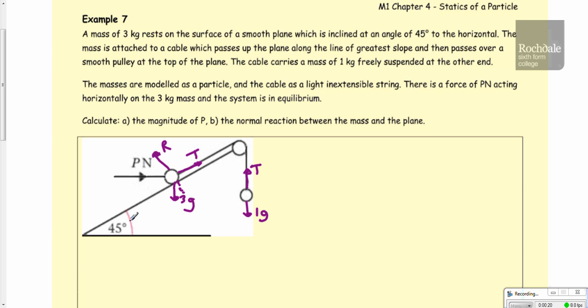degrees. And you may remember from previous examples that if this is 45 here at the bottom, then this one here, which is between the vertical and the perpendicular to the plane, that one will also be 45 degrees. Now in this case, we've also got an additional force, P, which is being applied to the particle horizontally.